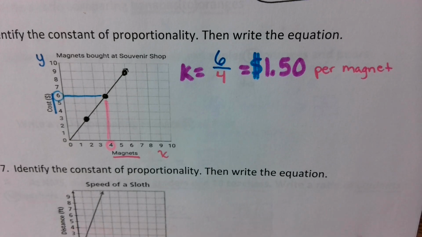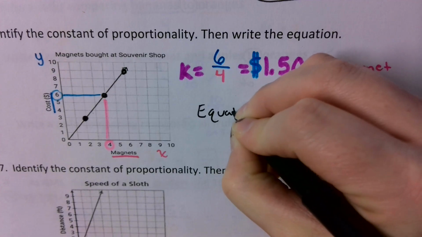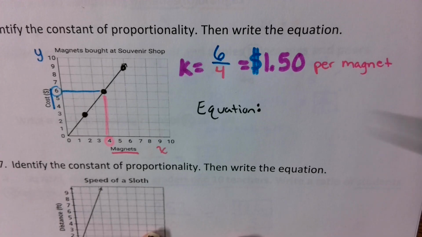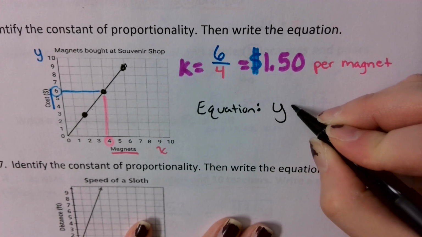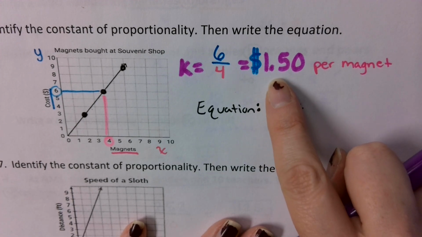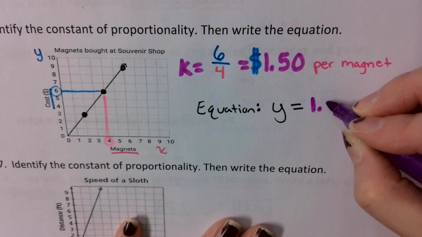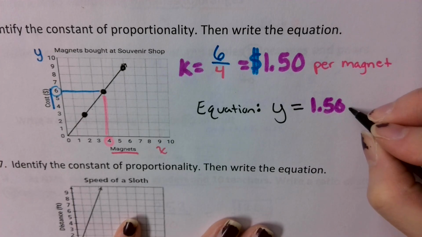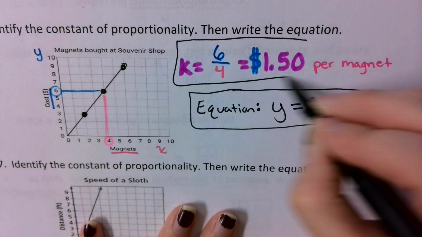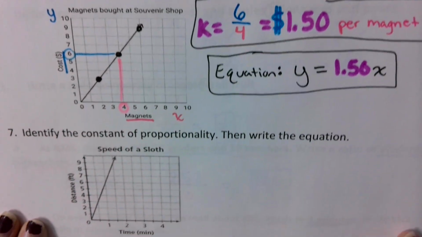Okay, when we write this as an equation, what is it going to look like? Jada? What's your K factor? 1.50, and then x. Yeah. All right, so there's our constant of proportionality. There's our equation. Let's take a look at the next problem.